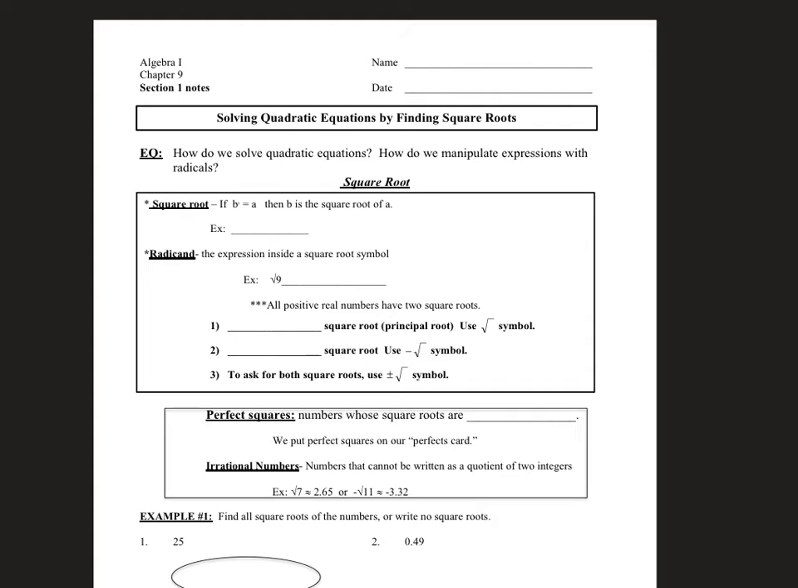So our essential questions are, how do we solve quadratic equations? How do we manipulate expressions with radicals? Okay, so let's get right into this.